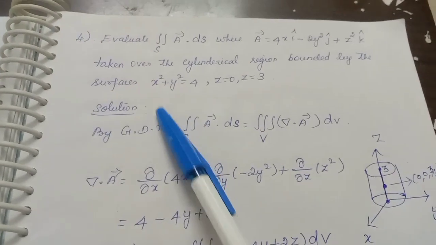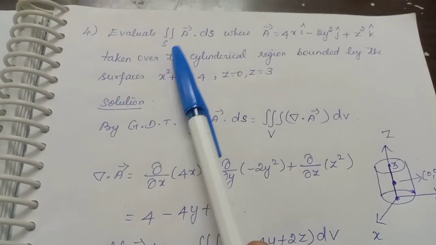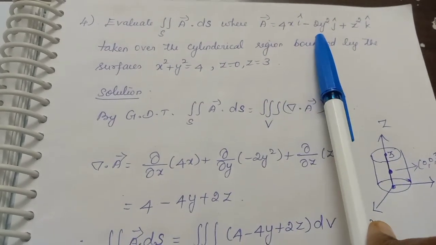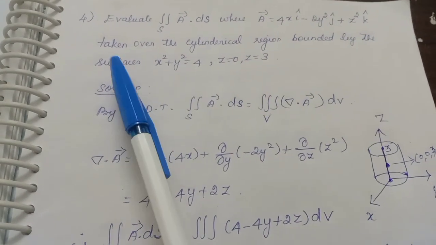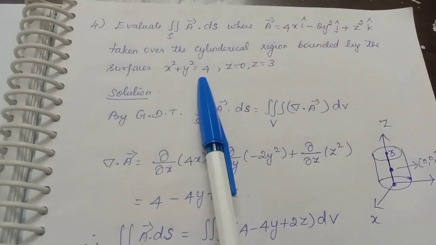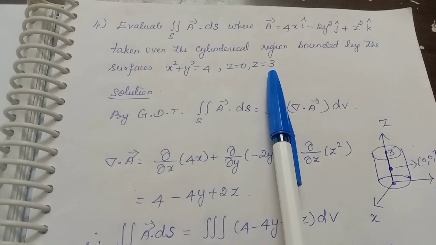This is another problem. Evaluate double integral over S a vector dot ds where a is 4x i cap minus 2y square j cap plus z square k cap taken over the cylindrical region bounded by x square plus y square equal to 4, z equal to 0, z equal to 3.